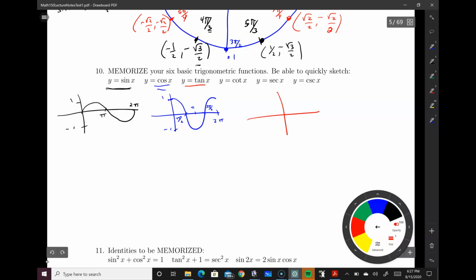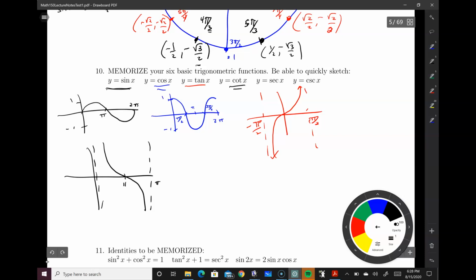So tangent of x, asymptotes are a very big deal. You should know these are the asymptotes at -pi over 2 and pi over 2, and it looks like this. All right, so if I'm going to draw y equals cotangent of x, cotangent is not just the reverse of this. It's got asymptotes at 0 and pi, and it comes down like this, and it crosses here at pi over 2.